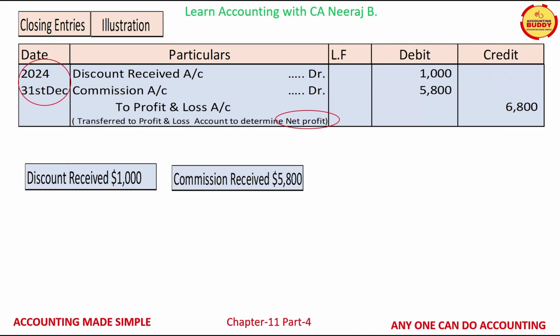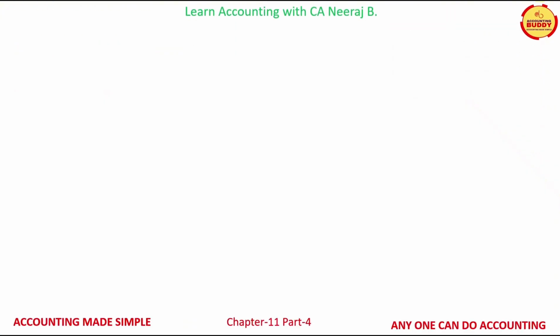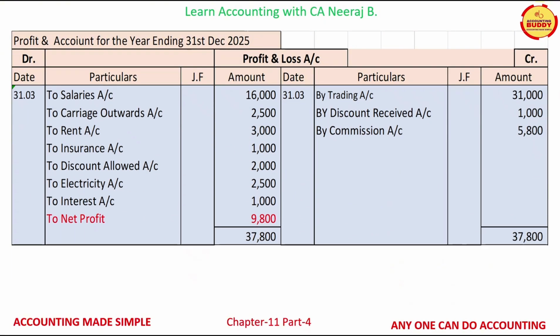Both discount received and commission account will be debited with $1,000 and $5,800 respectively. Second aspect of the entry is credited to the profit and loss account for $6,800. Let us learn how the closing entries are posted to the profit and loss account.